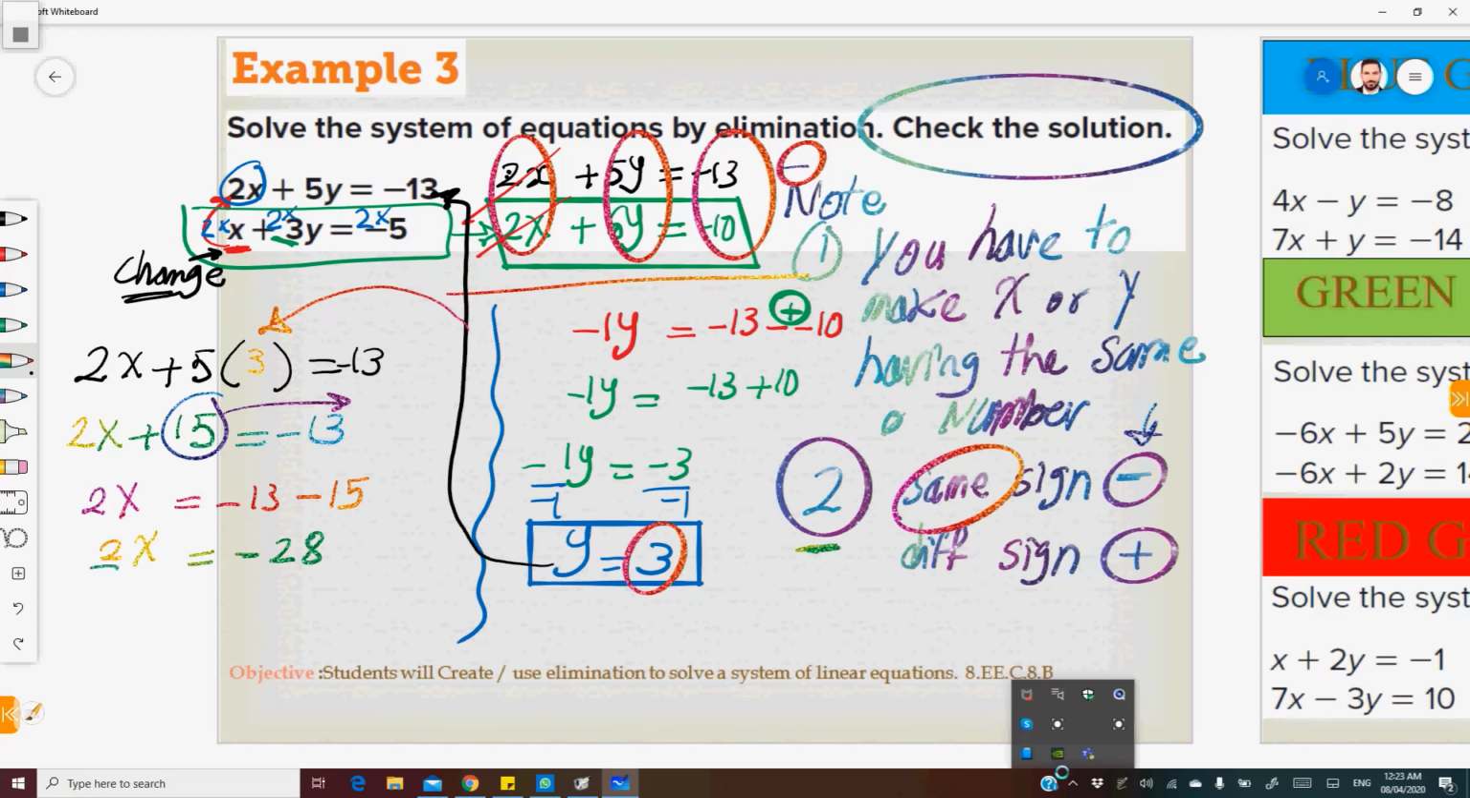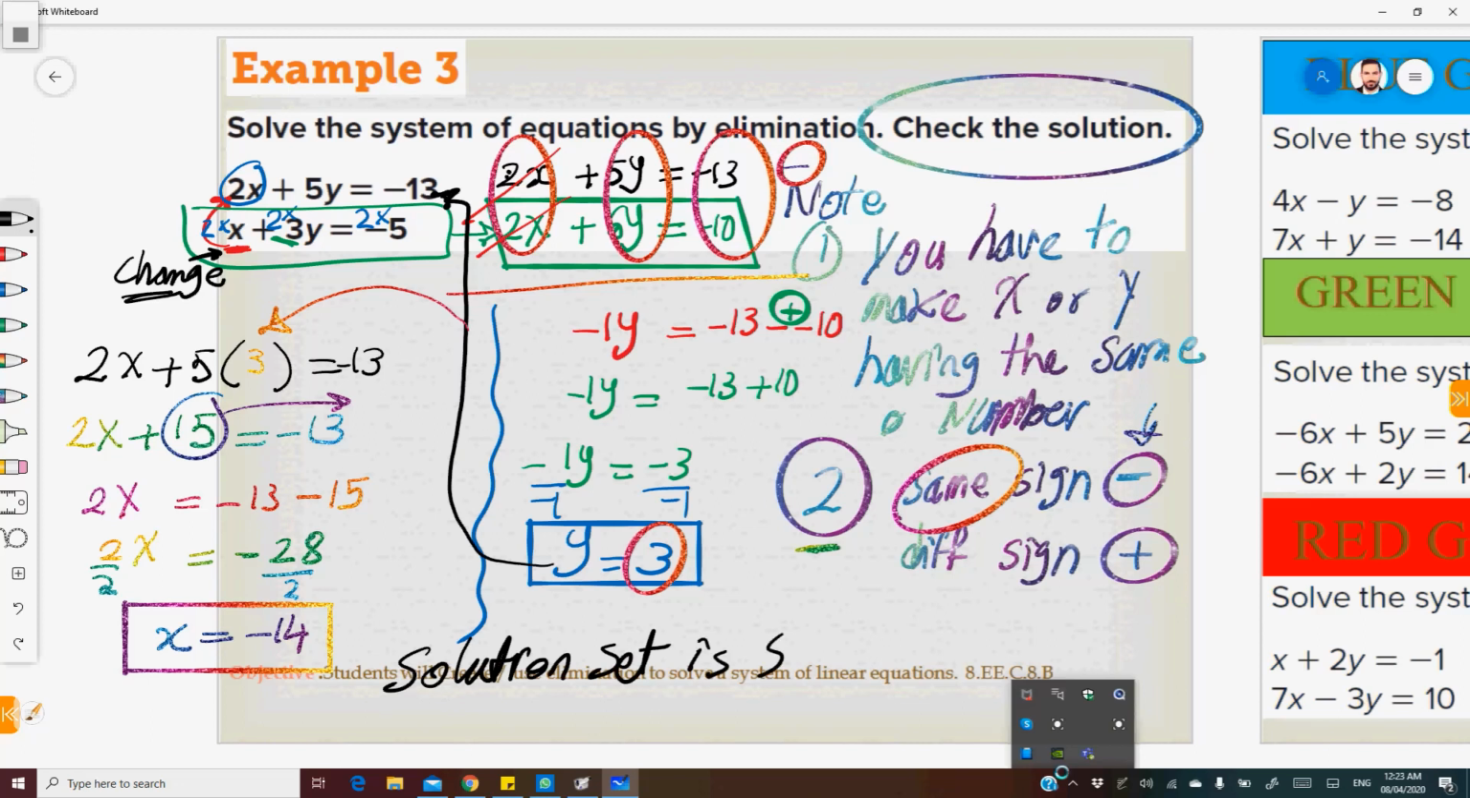I will divide by 2. You know why? Because I want to get x. x is equal to negative 14. If x is equal to negative 14, y is equal to 3. What is your solution? You will write the solution set as x first, negative 14, y second, 3.